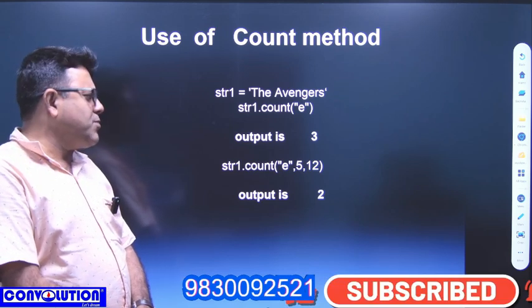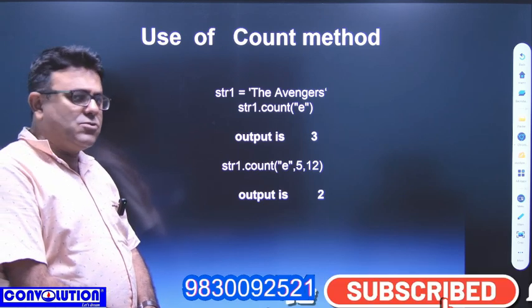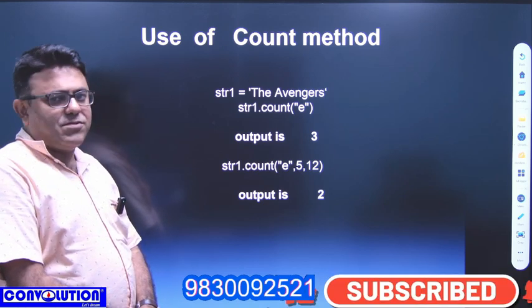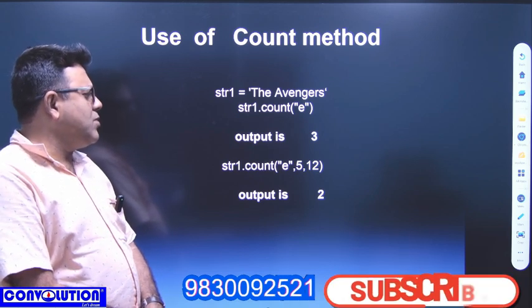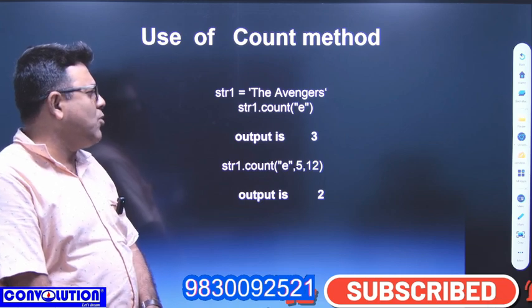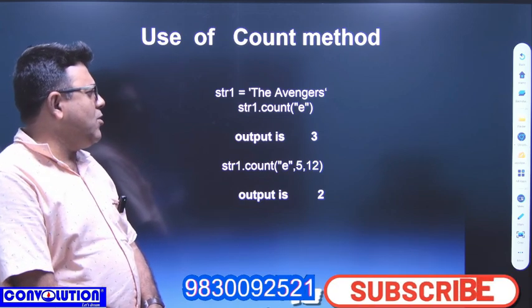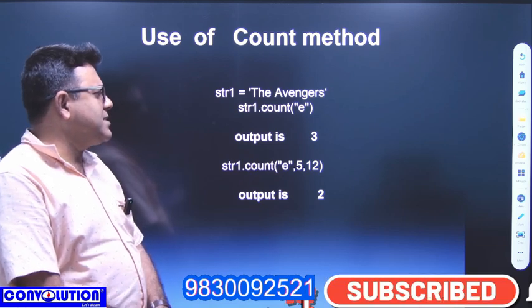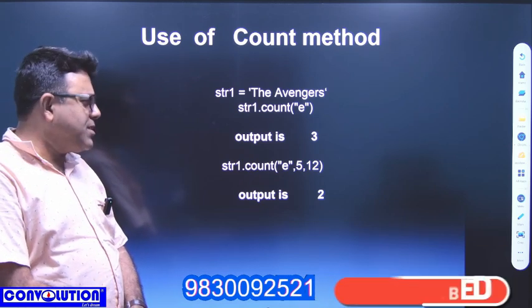So I am saying 5, 12, which means it will start from the 5th position and continue till the 12th character. Let's see, if I see the 5, then 0, 1, 2, 3, 4. So it is starting from V. After V, see how many E's are there? Till S it is 2. So that's why my output is also 2.